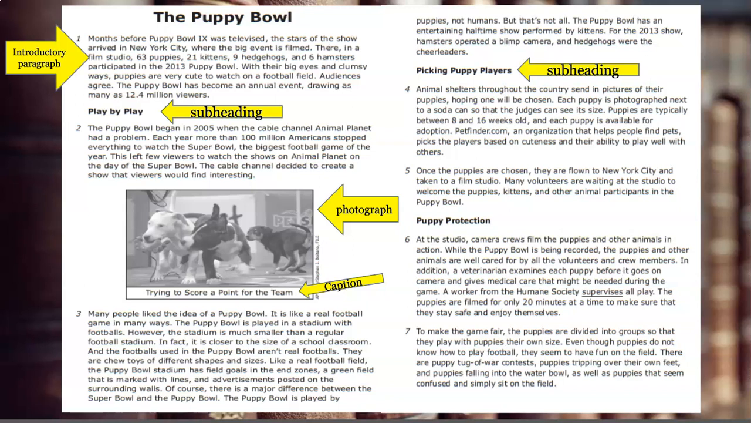Animal shelters throughout the country send in pictures of their puppies, hoping one will be chosen. Each puppy is photographed next to a soda can so the judges can see its size. Puppies are typically between 8 and 16 weeks old, and each puppy is available for adoption. PetFinder.com, an organization that helps people find pets, picks the players based on cuteness and their ability to play well with others. Once the puppies are chosen, they are flown to New York City and taken to a film studio. Many volunteers are waiting at the studio to welcome the puppies, kittens, and other animal participants in the Puppy Bowl.